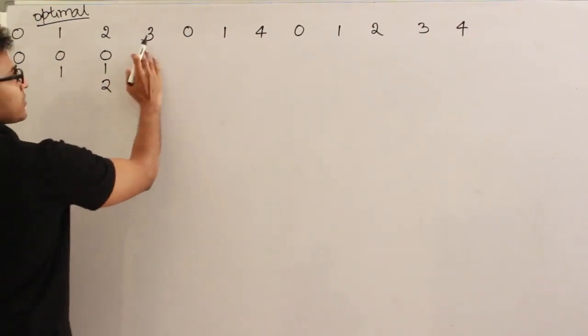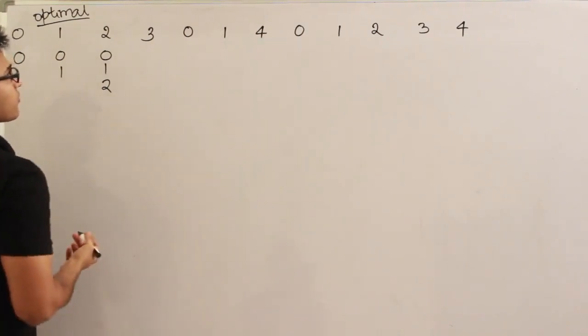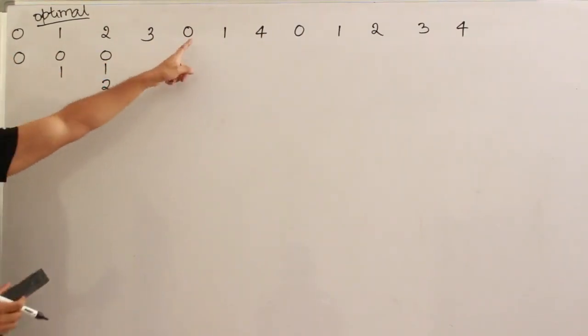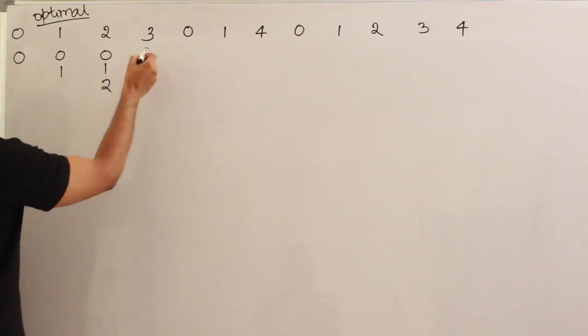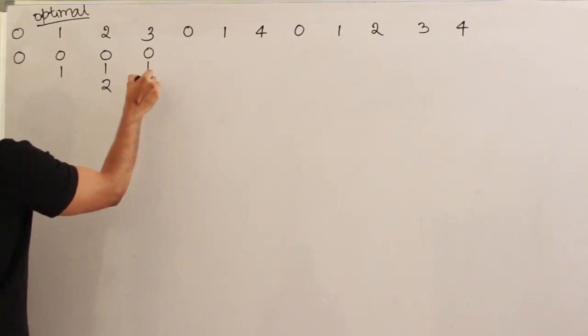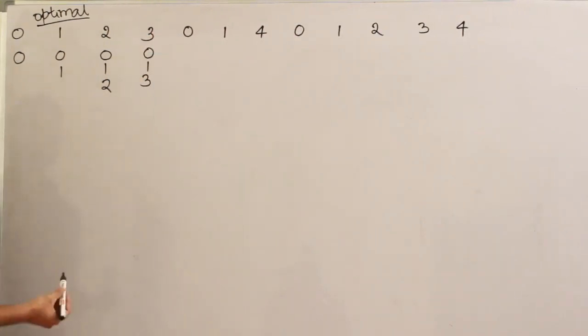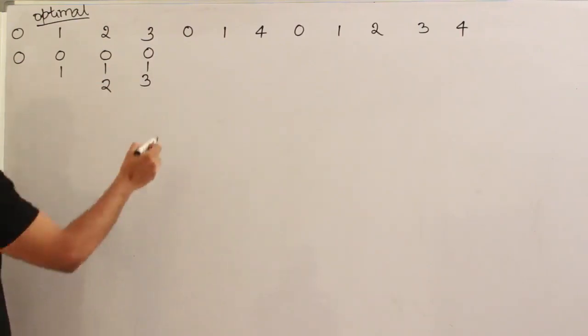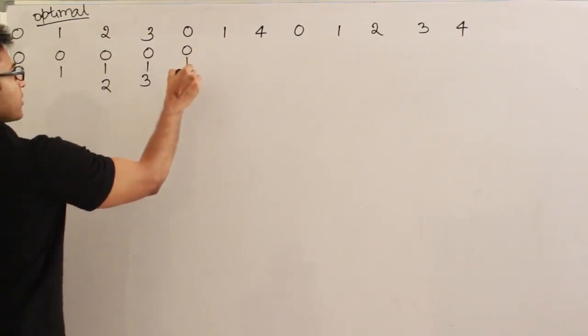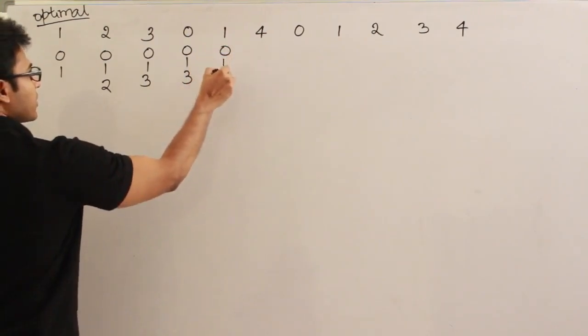It will search and see which one will not be referred further. If you see, 0 and 1 are referred immediately, but 2 is delayed. Therefore 2 will be replaced with 3. So after this reference, our 3 memory frames will contain 0 1 3, right? And then 0 is referred, it is already there, and then 1 is referred, it is already there.